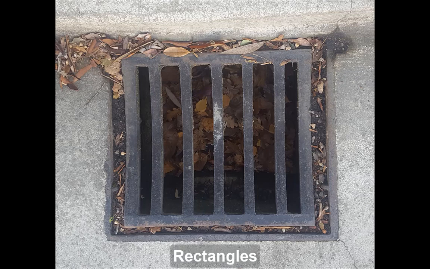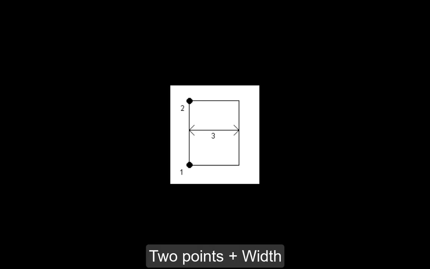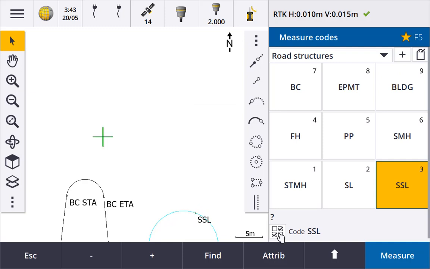I now have a rectangular stormwater grate I want to measure. There is one control code for creating rectangular line work, but two different ways it can be used. Either with three points where the first two define the corners of one side and the third anywhere on the opposite side defining the width, or with two points where they define the corners of one side as well as a distance that defines the width. If the control code is followed by a distance, then the system assumes you are using the two points plus width method. My grates are typically a standard size, and I know the width, so I will use the latter method.